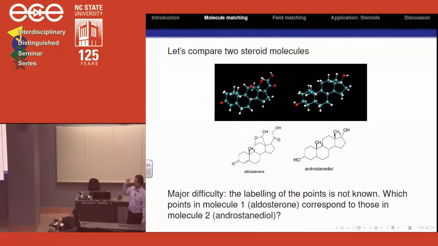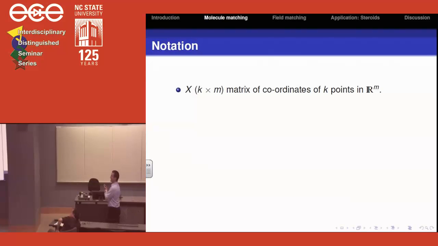If I had the same number of atoms and I had them all labeled 1, 2, 3, 4 up to 10, I could do fairly standard shape analysis on that. But I don't have that. So what I actually do have is the coordinates of my points, so k points in R^m. And m is 3 for us, and k is around 50. So it's 50 or 60 in this one. And these are small molecules.